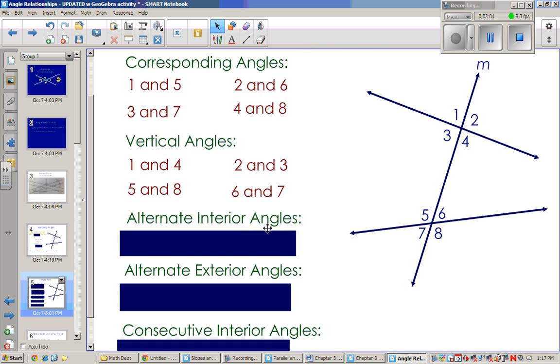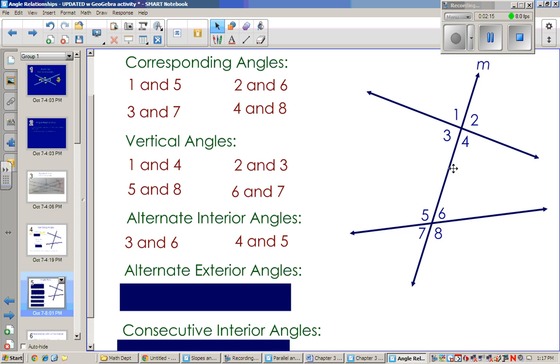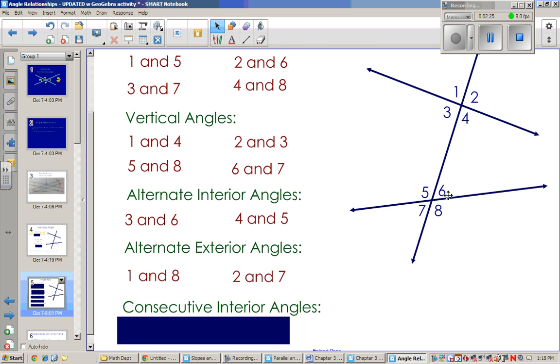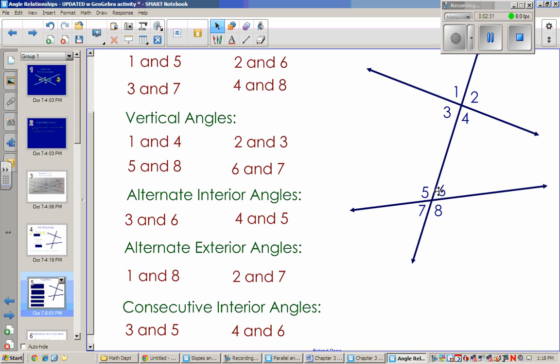Alternate interior angles. If we just look at our interior angles, the alternate interior are the ones that alternate from the left side to the right side. So 3 and 6, and 4 and 5. Alternate exteriors are similar. We have 1 and 8, and 2 and 7. Consecutive interior are the two in a row. Sometimes this is called same side interior. That's 3 and 5, and 4 and 6.